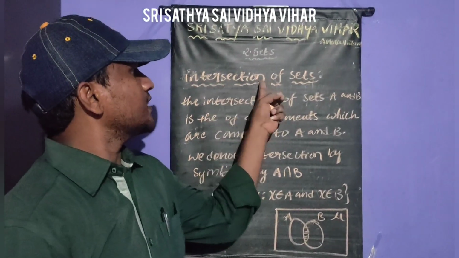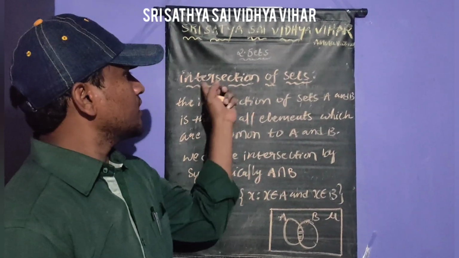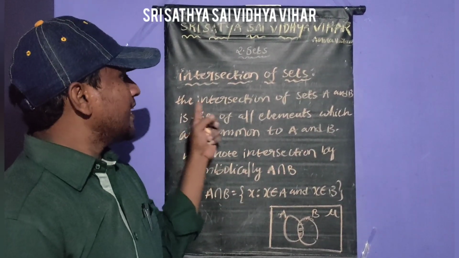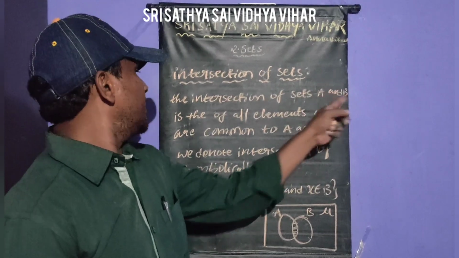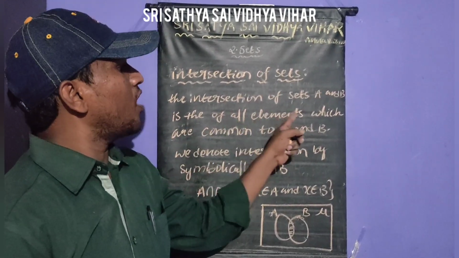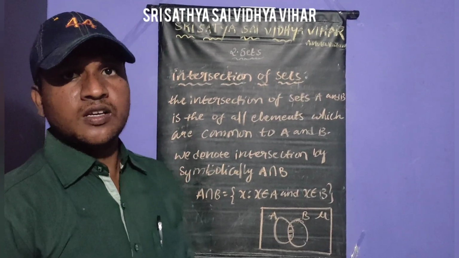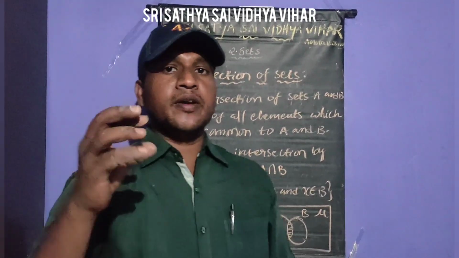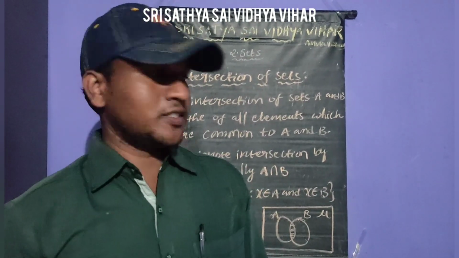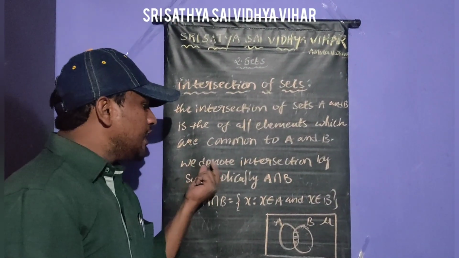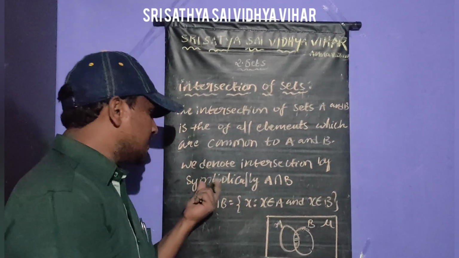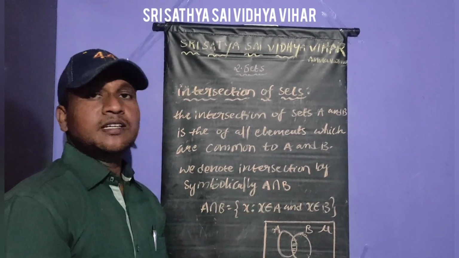Okay, next one in basic operations of sets is intersection of sets. What is the intersection of sets? The intersection of sets A and B is the set of all elements which are common to A and B. Only common elements of set A and set B, only common elements. We denote intersection symbolically by A intersection B.